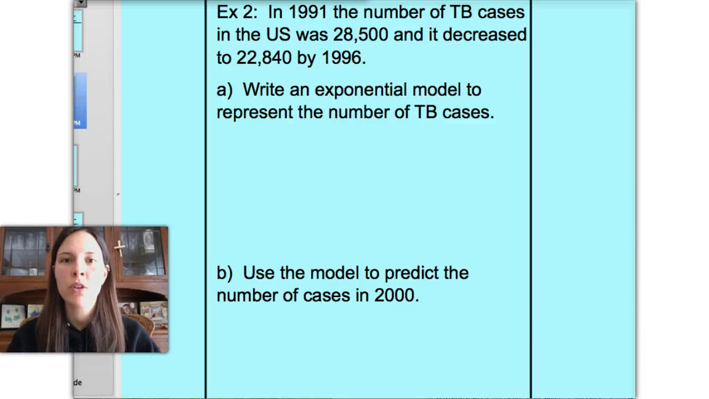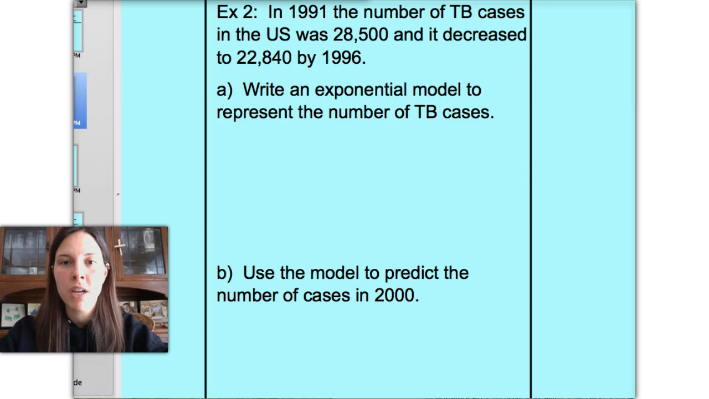In this next video, we're going to be taking a look at how to write the exponential model and then use it to solve. So if we take a look at our first example, we are given the number of TB, or tuberculosis, cases in 1991 and then again in 1996. So we're essentially given two ordered pairs.